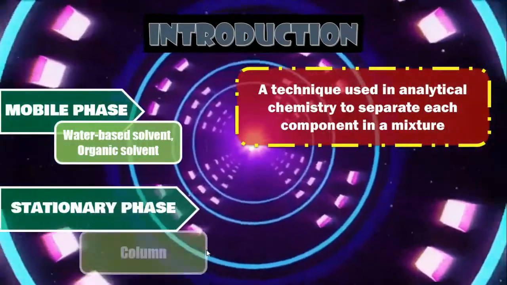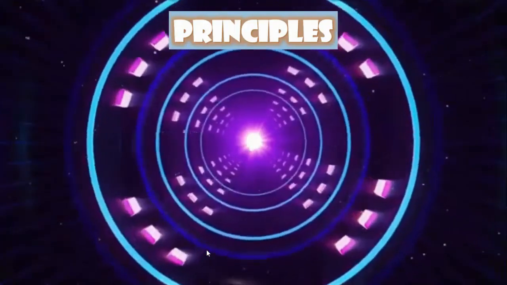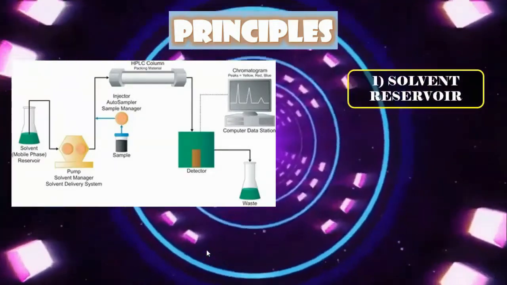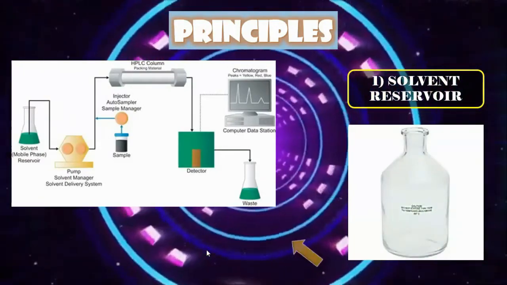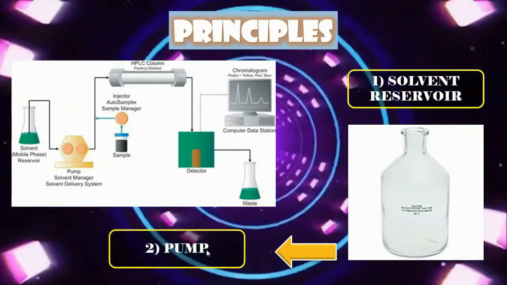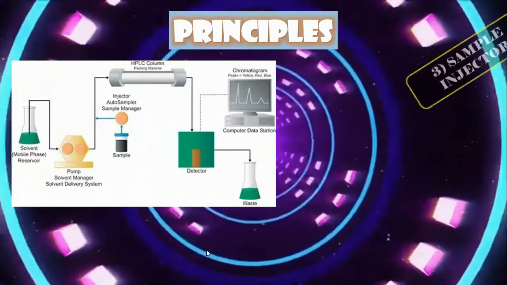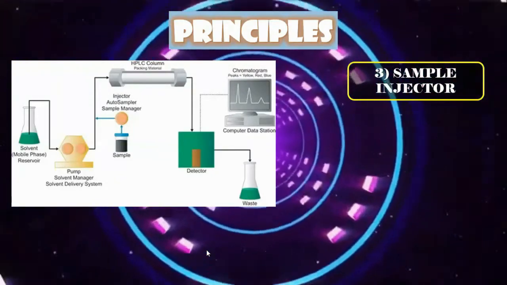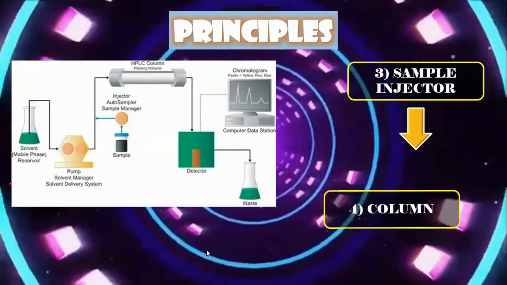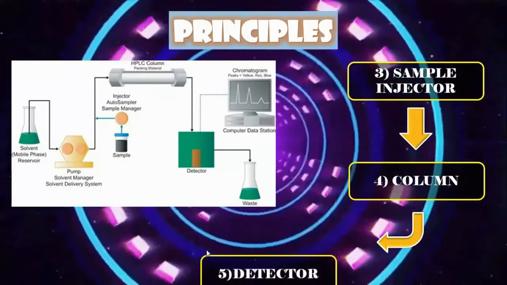And there is a stationary phase, which is a column with chromatographic packing material. For the principles of HPLC, to begin with, the mobile phase is usually kept in the solvent reservoir. The solvent reservoir is attached to the pump, which pumps the mobile phase into the column at high pressure. Just before the HPLC column, there's an injector which allows introduction of the sample into the column. In order to detect the sample coming out of the column, the HPLC column is attached to a detector.